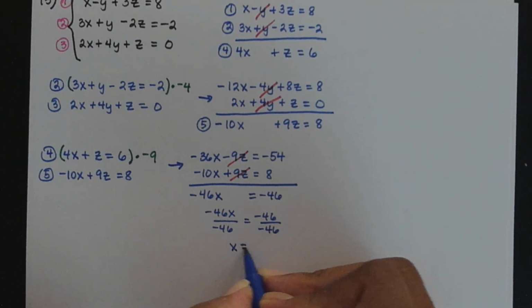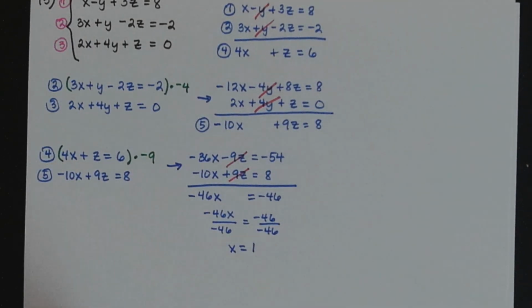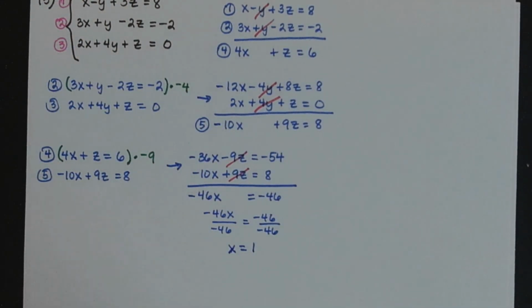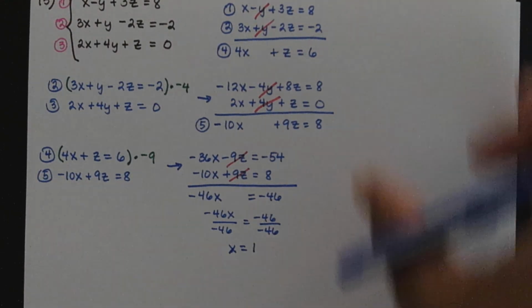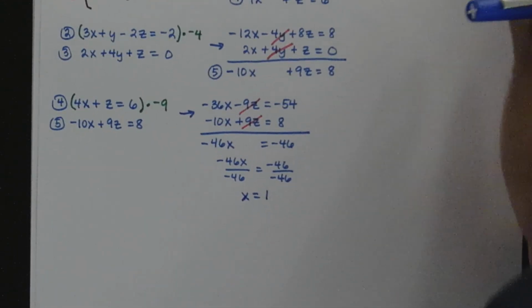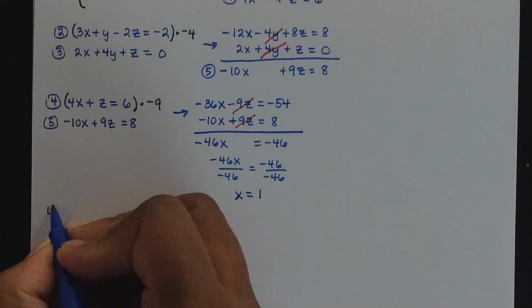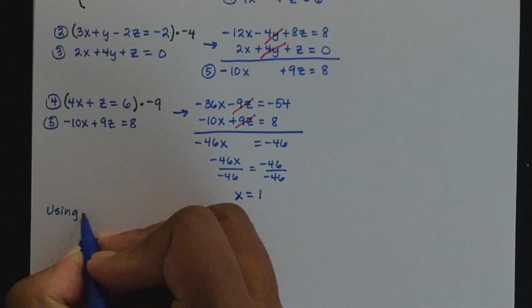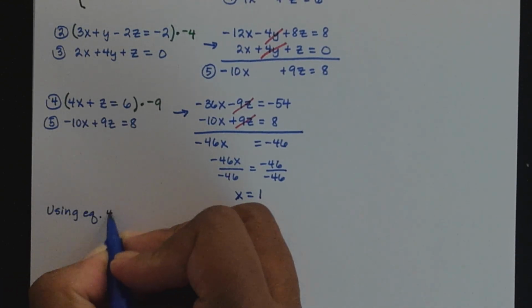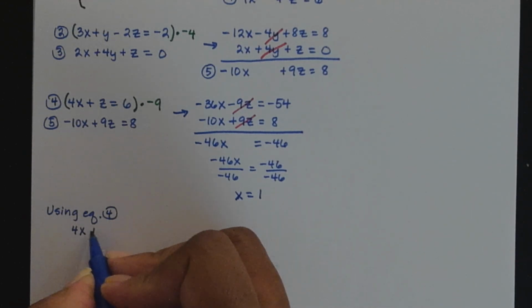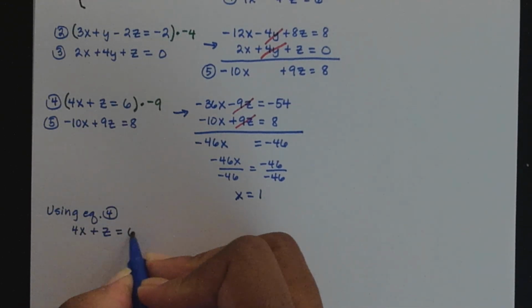That means x is equal to 1. So I know what x is. That's going to be equal to 1. Now, I need to use either equation 4 or equation 5 to find out what z is. Okay, let's use equation 4. And equation 4 was that 4x plus z is equal to 6.